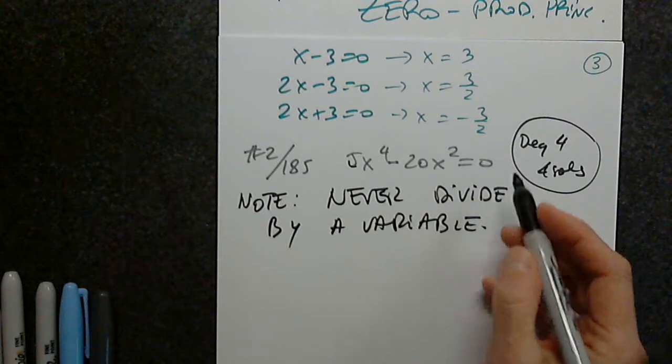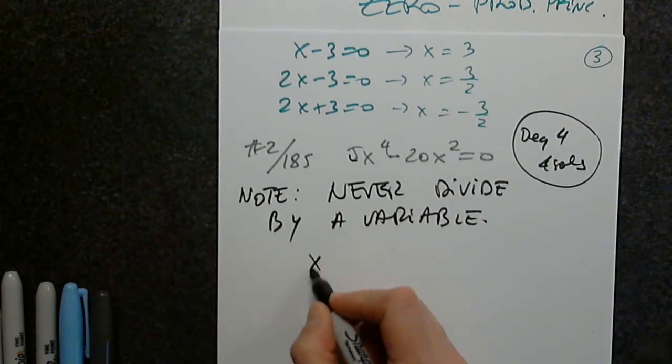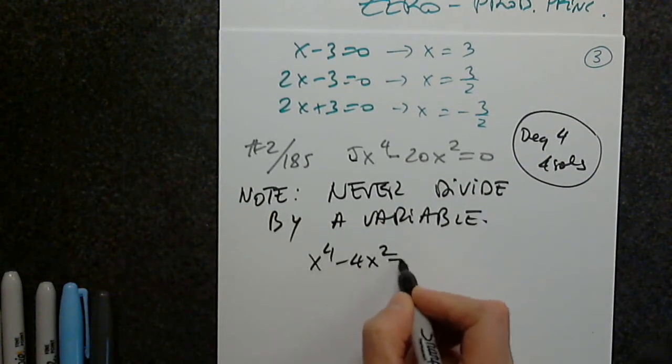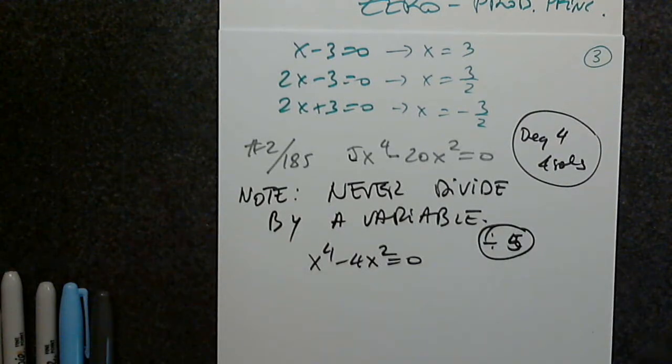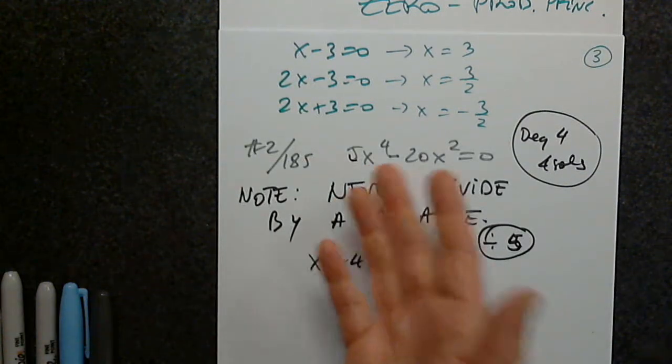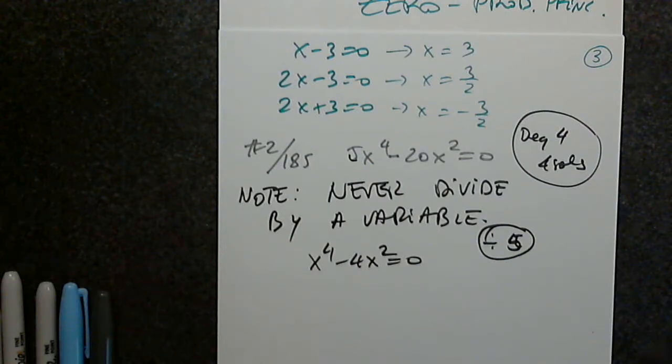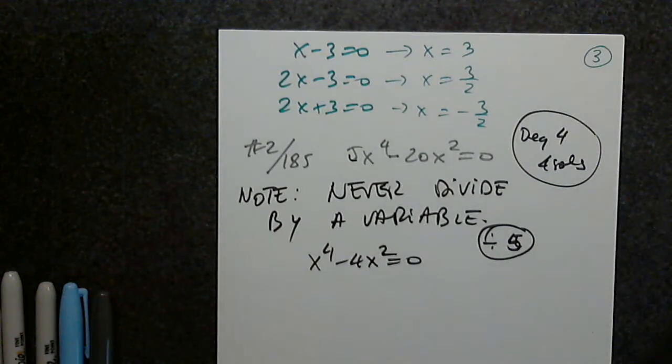But I can simplify by dividing both sides by 5. So I have x to the 4th minus 4x squared equals 0. So we divide by 5. 5x to the 4th divided by 5 is x to the 4th. Negative 20x squared divided by 5 is negative 4x squared. And 0 divided by 5 is 0. I will always simplify if I can. The numbers will be easier to handle. And division by 5 does not change solutions in any equation.